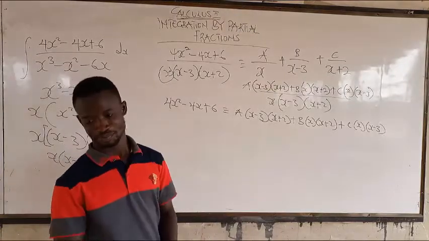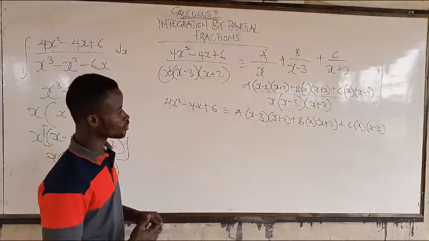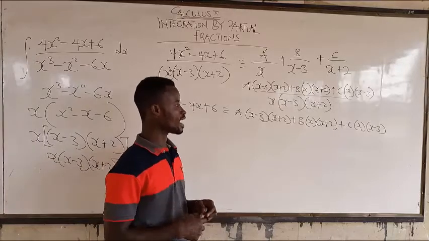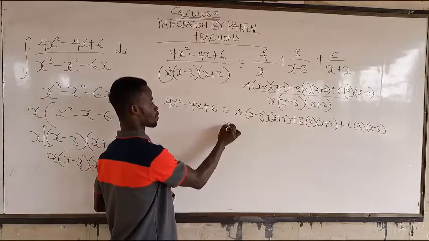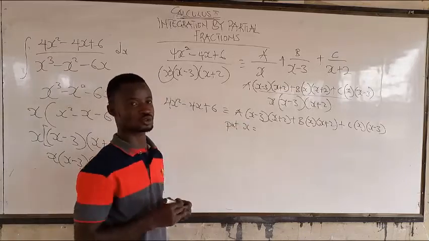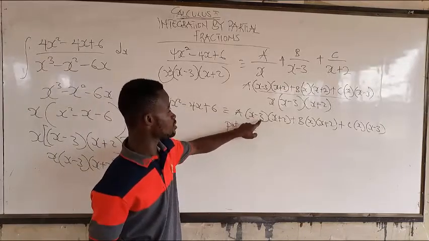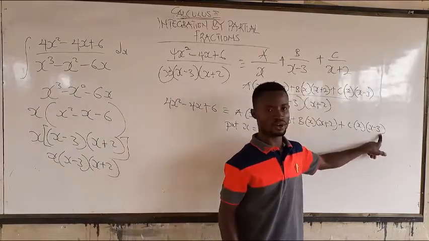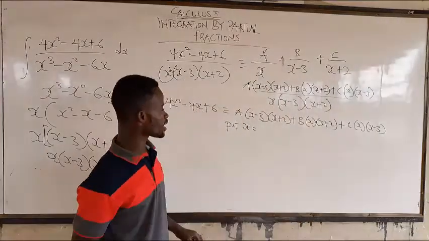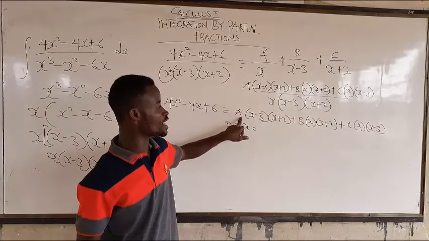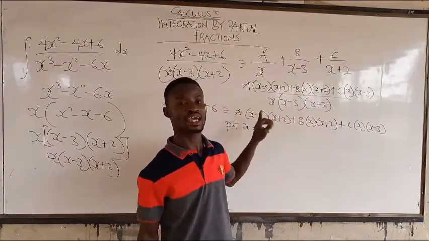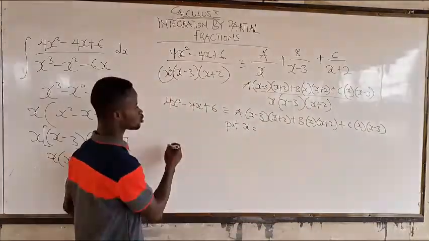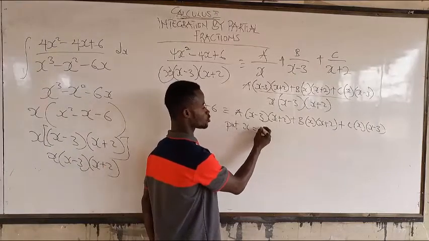Which one do you like? You can do it anyhow you like, but you can also do it in this form. You can see here that when we put x equal to 3, 3 here will be 0, everything here will be 0. So putting x equal to 3 will help you get rid of A and C, so that B will be free for you to find. So put x equal to 3.